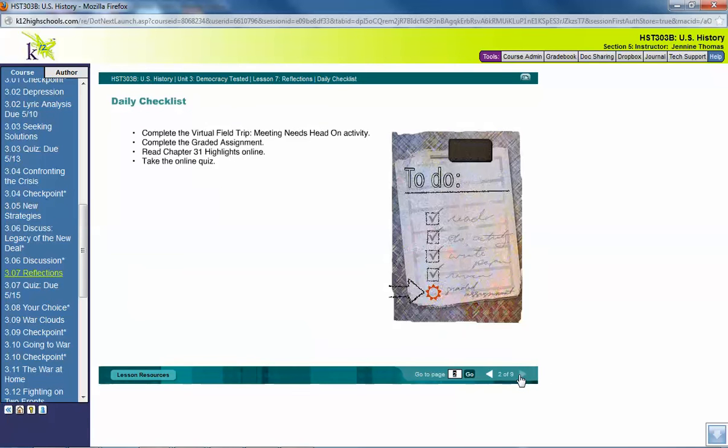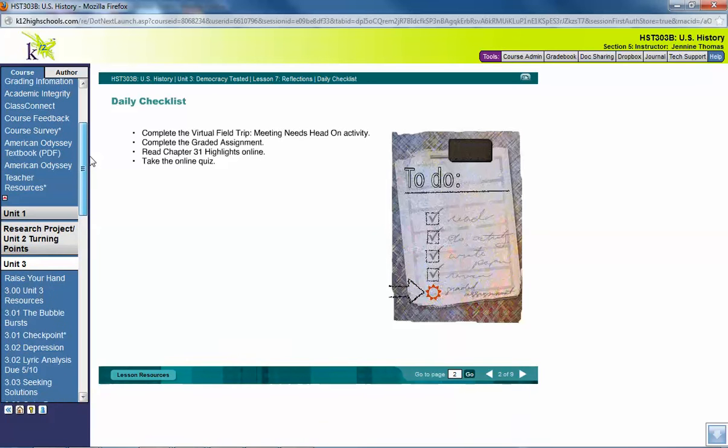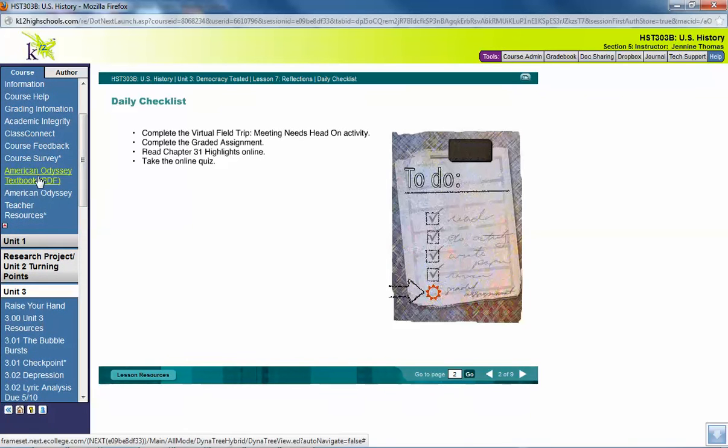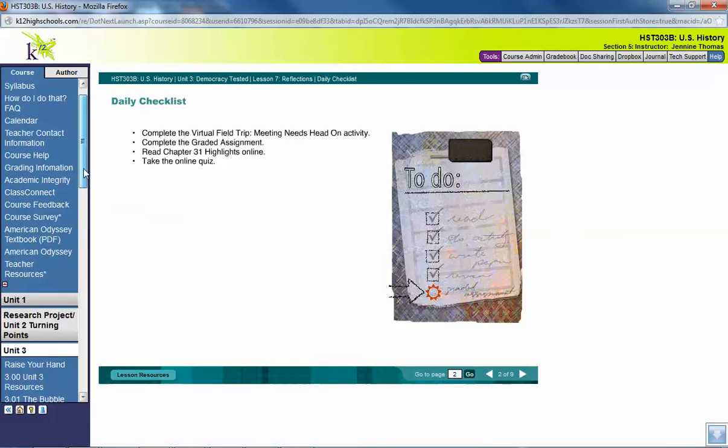This lesson is going to bring you through the New Deal programs by giving you a virtual field trip, with lots of different websites to explore and look at. Everything in this lesson is based off of information that you've read in Chapter 31. If you have not read the chapter, please make sure that you do so, either using your hard copy of the textbook, your American Odyssey PDF version, or the online version here underneath Course Home.